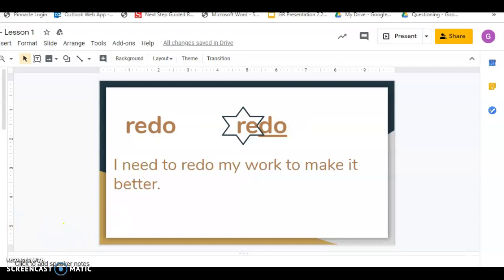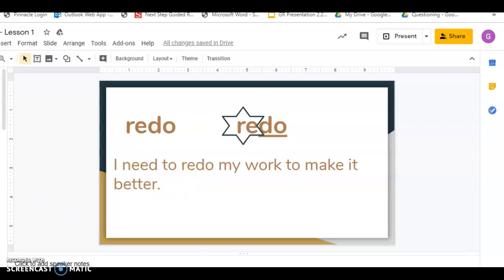Let's look at another one. We're going to follow the 3 steps that we just learned to read some words together. So in this word, the first step is to find the prefix and circle it. So we find the prefix re and circle it. The next step is to underline the rest of the word and read it. Do. The last step is to read the whole word. Redo. I need to redo my work to make it better. I need to do it again to make it better.